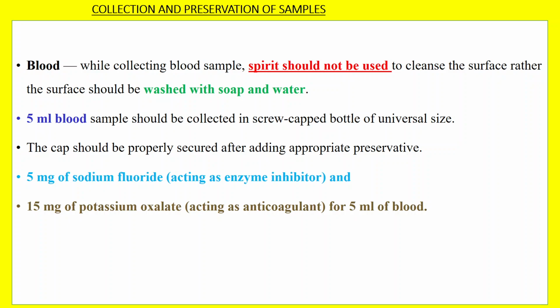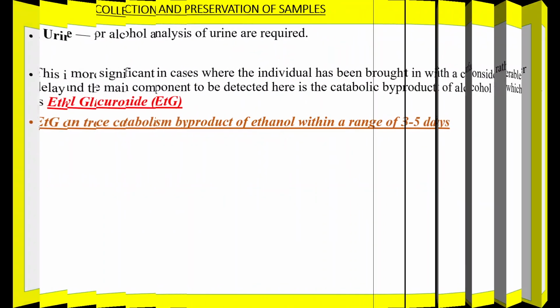5 ml of the blood sample should be collected in a screw-capped bottle of universal size. The cap should be properly secured after adding the appropriate preservative. The preservatives are number 1, 5 mg of sodium fluoride, which acts as an enzymatic inhibitor so that the degradation of alcohol can be avoided, and 15 mg of potassium oxalate, which acts as an anticoagulant, for every 5 ml of the blood sample taken.